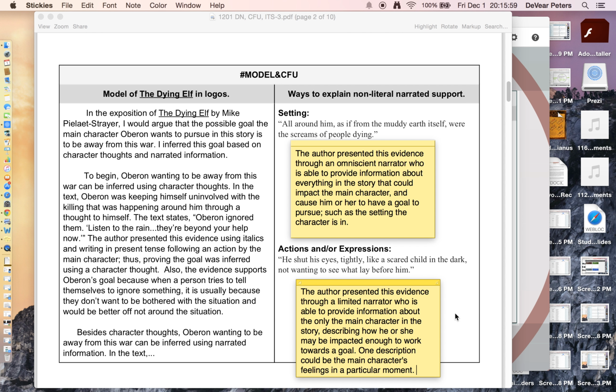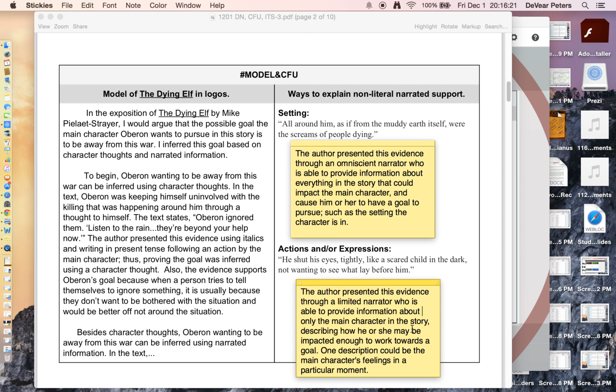Bring that in. The author presented this evidence through a limited narrator who was able to provide information about only the main character in the story, describing how he or she may be impacted enough to work towards the goal. One description could be the main character's feelings in a particular moment. And so, same thing, but in this case, I'm thinking about my limited narrator.